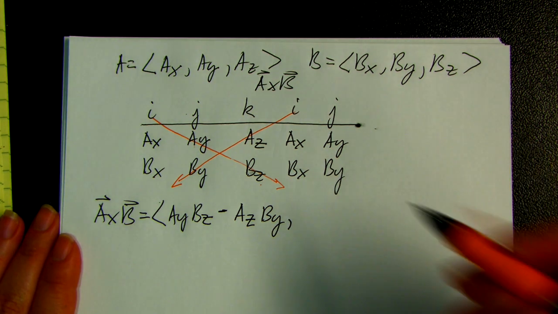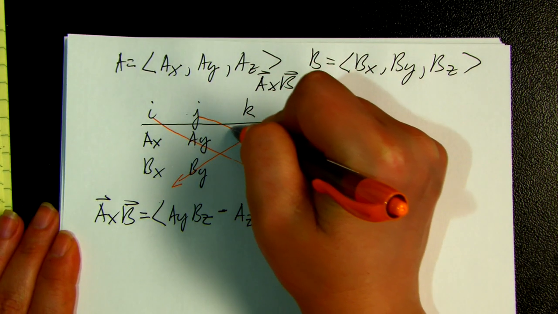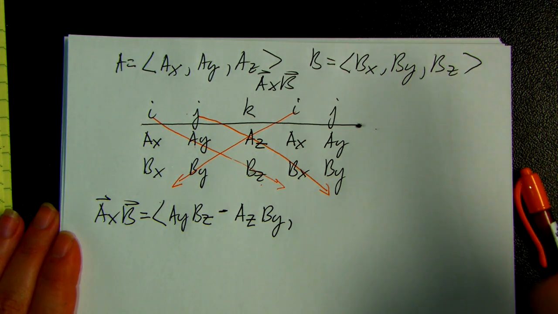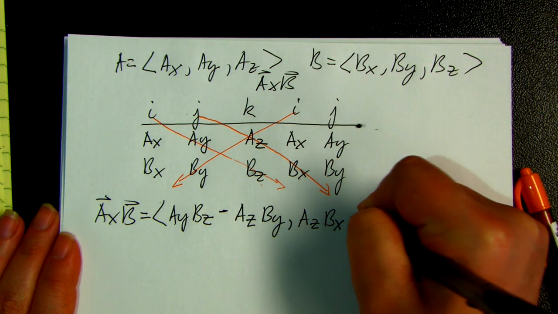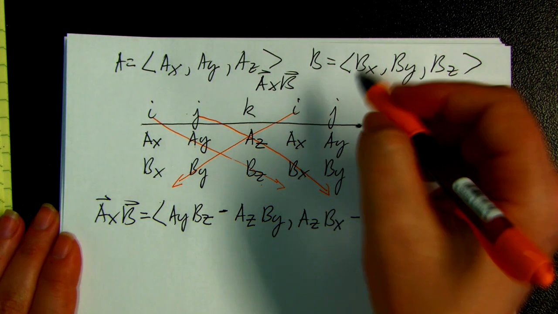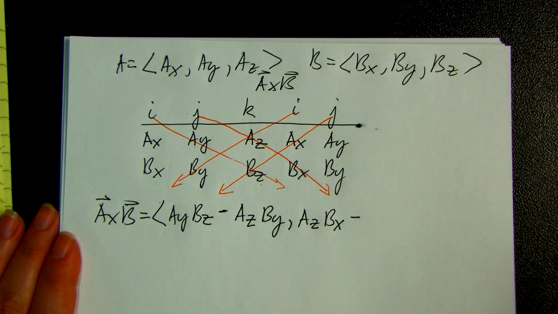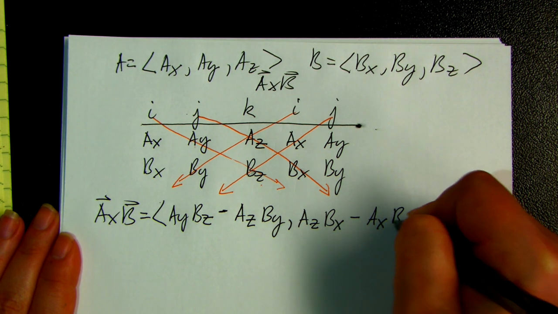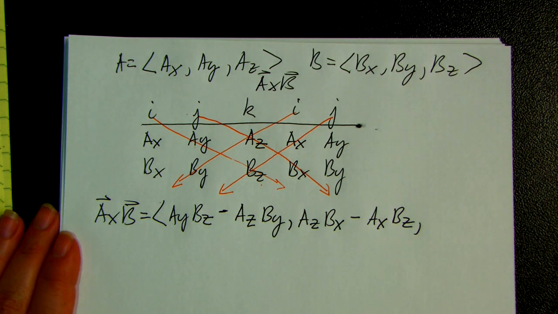Now we need the Y component. J corresponds to Y. So we draw down, go through AZ and BX. So we have AZ, BX minus, go down again. Now we have AX, BZ. And we're done with our Y.